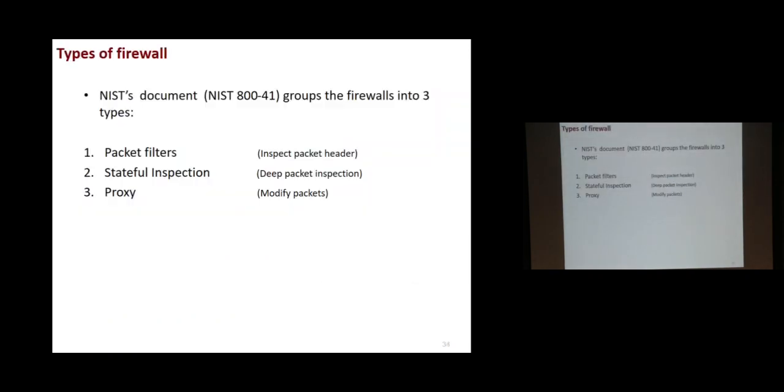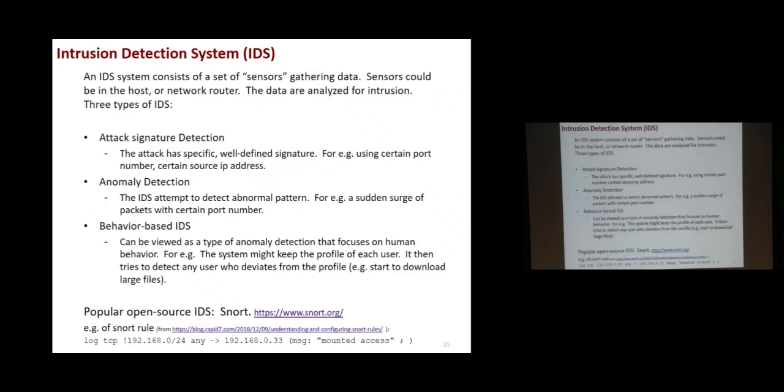Okay, there are different types of firewalls. You can just read this. You may have read this term before: intrusion detection system. These are sensors that gather data and then try to detect any abnormal behavior. You can do this by, for example, looking at the signatures of the traffic and deciding whether this is an attack, or checking whether it deviates from normal behavior and so on.